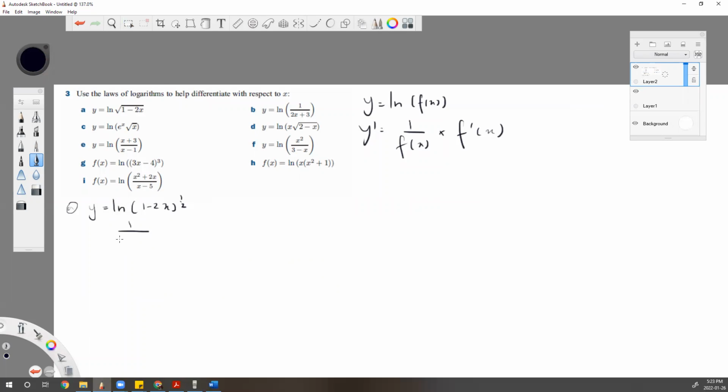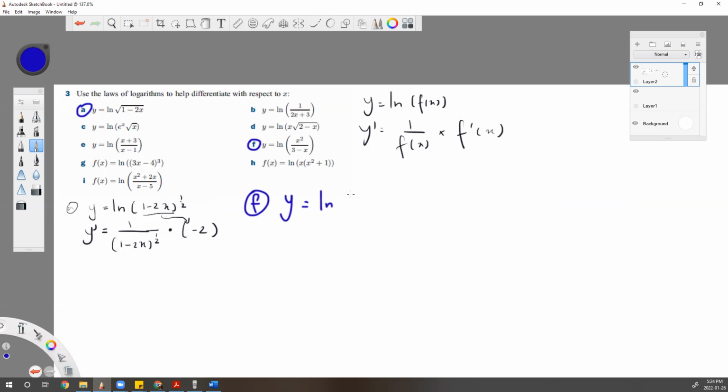So 1 over (1 minus 2x) power half, right? This is 1 over f(x). You multiply by the inside. The derivative of the inside is -2. That's it, right? Again, if you have any problem, just cut my explanation and let me know what your difficulties are. That's for number 1A and 3A. Now, 3F, jump.